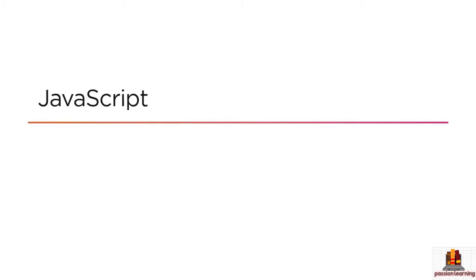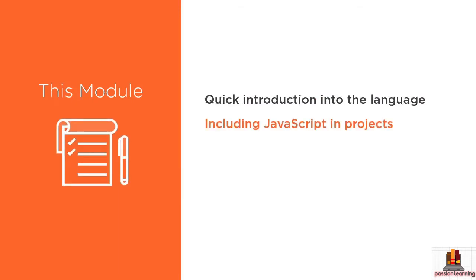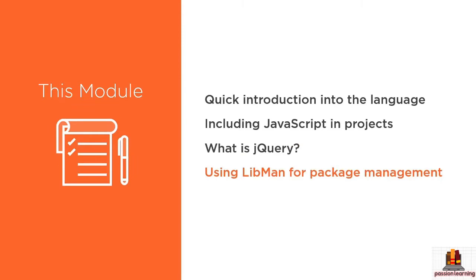In this next module, we'll talk about JavaScript. We're going to start with a quick introduction into the language. We'll talk about including JavaScript in your project, and then we'll show you what jQuery is and how it can simplify some simple JavaScript usage in HTML projects. And finally, we'll introduce a tool called libman for handling package management inside of Visual Studio. Let's get started.